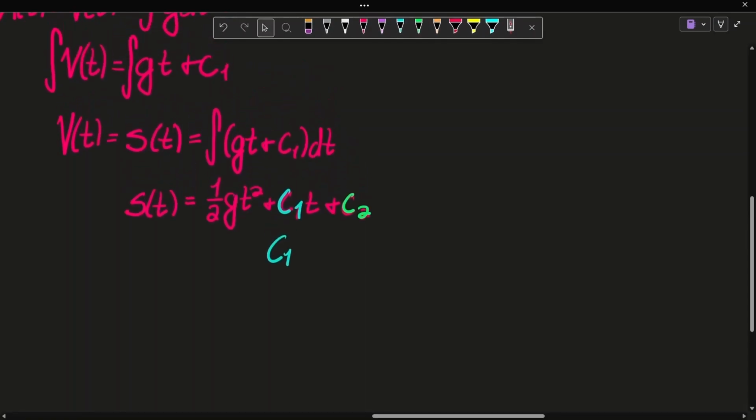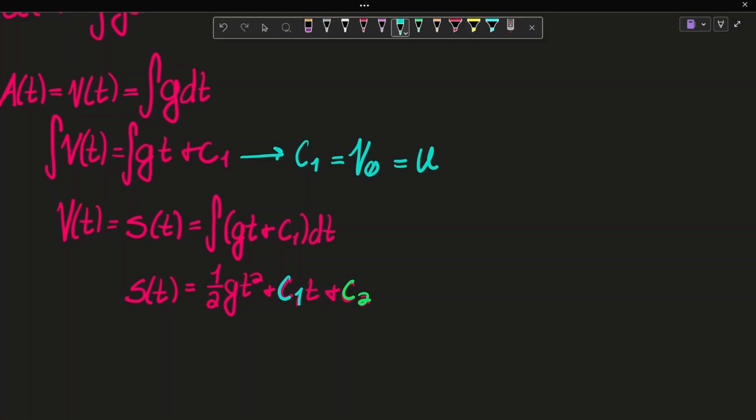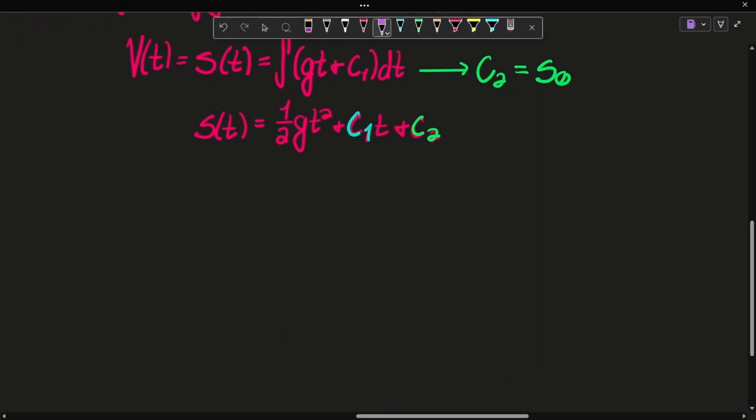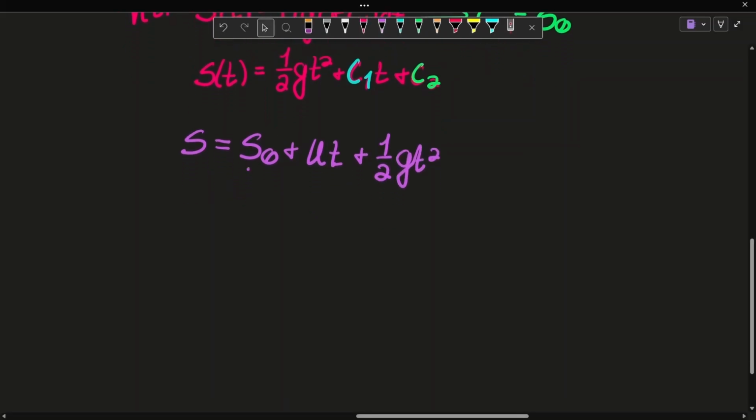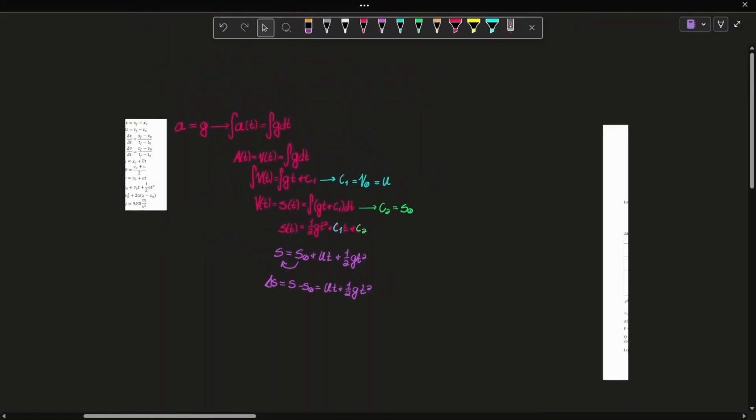So our first constant we found from our velocity. So c1, or the initial velocity, which you can also call u, and our second constant we got from integrating in terms of velocity. So that's our initial position, which you can call s naught. So here our final equation becomes s is equal to s naught plus ut plus 1/2 gt squared. And you can also bring this here, you get that the change in s is equal to ut plus 1/2 gt squared, the fundamental equation we have.